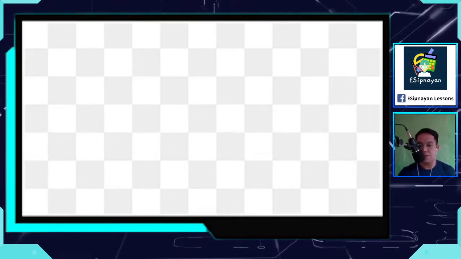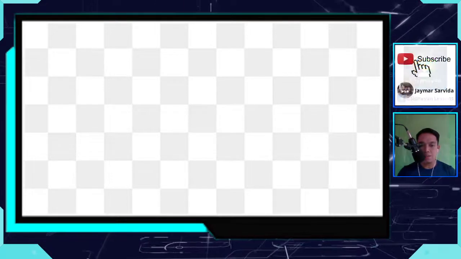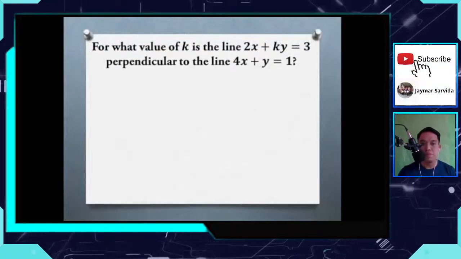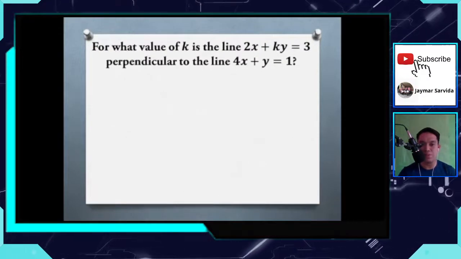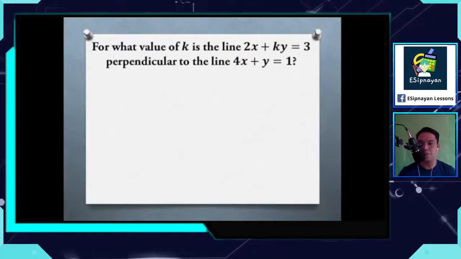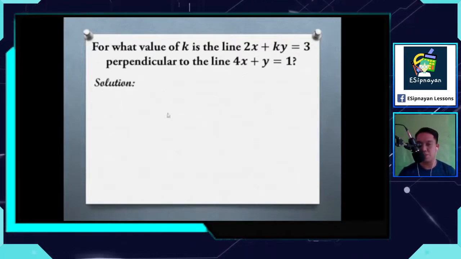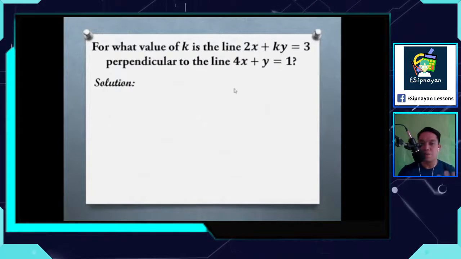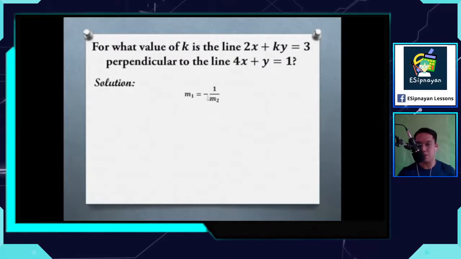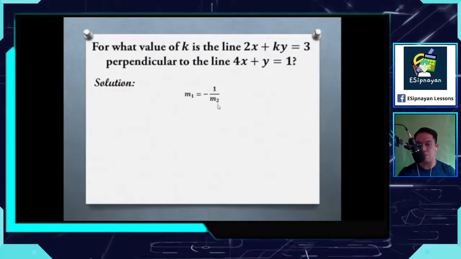Let's have another example. Example number 1. Find for what value of k is the line 2x plus ky equals 3 perpendicular to the line 4x plus y equals 1. So, remember here that the two lines are perpendicular to each other. Therefore, the slope of each line is the negative reciprocal of each other. So, m sub 1 is equal to negative 1 over m sub 2.